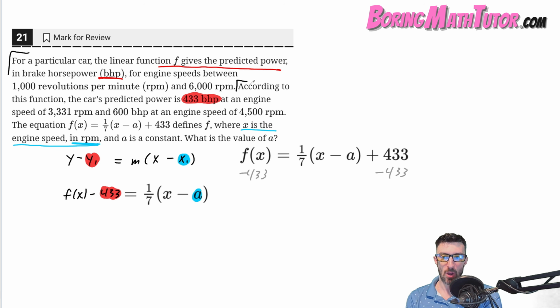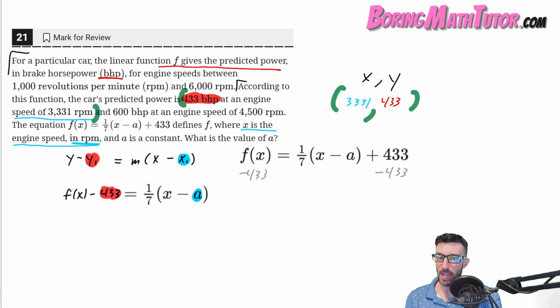But that part where it says the 433, it says according to this function, the car's predicted power is 433 bhp at an engine speed of 3331 RPM. Huh. Okay, so it's kind of like they're just giving me a point there. And the point that they're giving me has to be in the form x comma y, but the x in this case would be the 3331 and the y is 433.